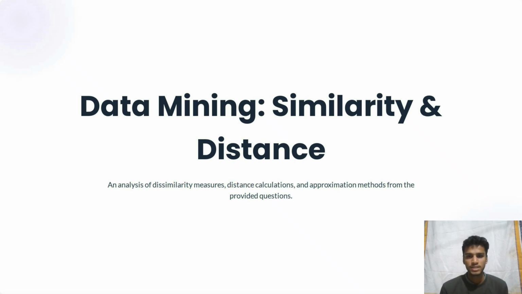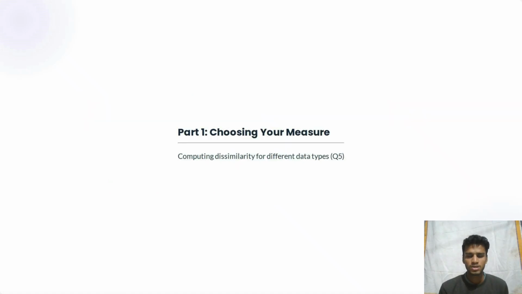Data mining, similarity and distance. An analysis of dissimilarity measures, distance calculation and approximation methods from the provided questions. Choosing your measure: computing dissimilarity for different data types.